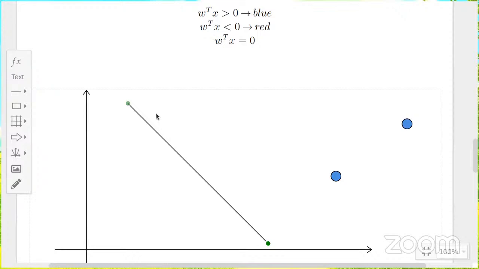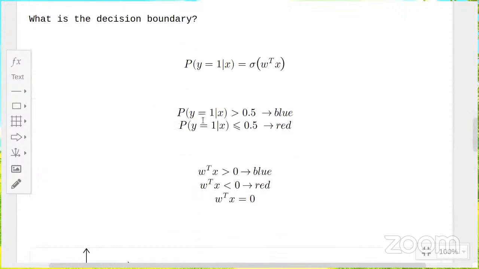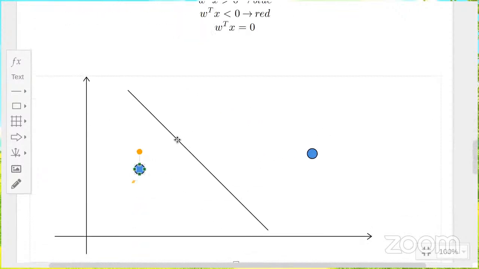So this is the decision boundary, and everything that falls to one side of the decision boundary is going to be blue. Everything that falls to the other side is going to be red. This is how you compute the decision boundary. And since this is linear, I say that the decision boundary is linear. Yeah, got it. Clear, sir. Thank you.